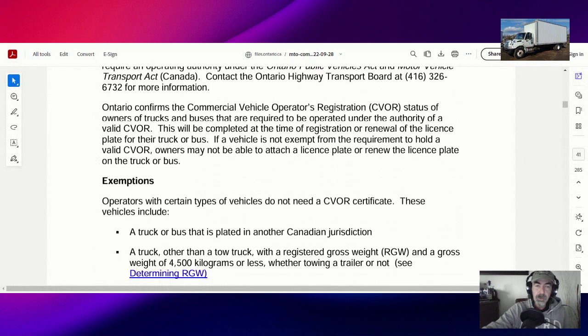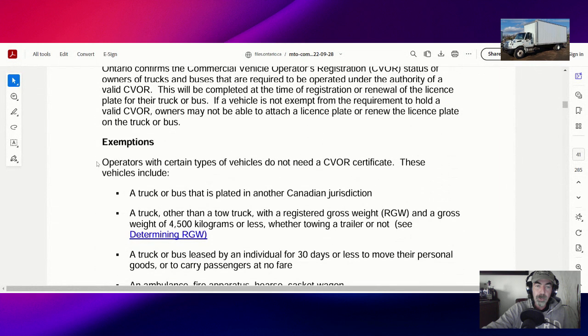Ontario confirms the Commercial Vehicle Operators Registration (CVOR) status of owners of trucks and buses that are required to be operated under the authority of a valid CVOR. This will be completed at the time of registration or renewal of the license plate for their truck or bus. If a vehicle is not exempt from the requirement to hold a valid CVOR, owners may not be able to attach a license plate or renew the license plate on the truck or bus.